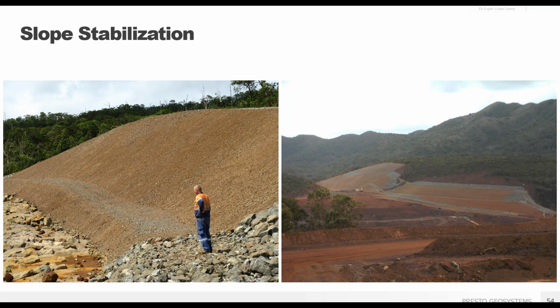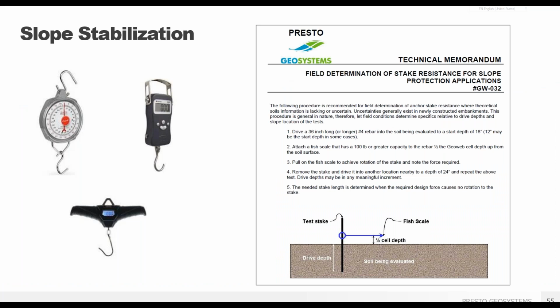And here with the infill placed and the slopes stabilized with GeoWeb geocells. Additional in-field adjustments can be made following a stake pull-out test with a fish scale to ensure actual values match the geotech report and information used in the evaluation's calculations. This quick double check can give you some extra peace of mind for your staked slope protection.